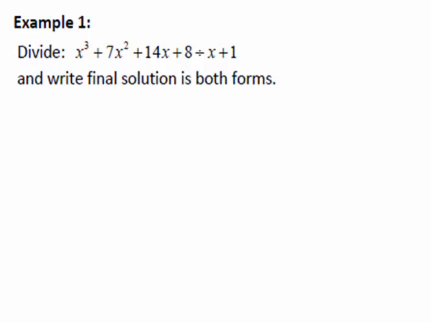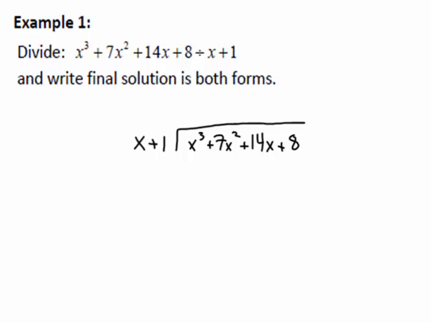Again, we use very similar techniques. We're going to take our divisor, which this time is a binomial, and divide it into our polynomial, or our dividend in this case, x cubed plus 7x squared plus 14x plus 8. So we start out the same way, and now we're going to do the long division.